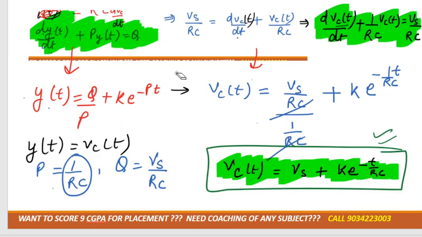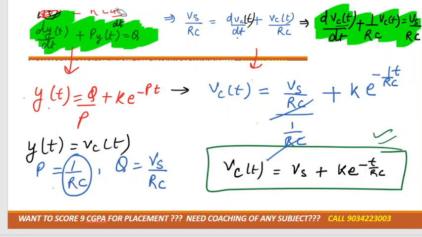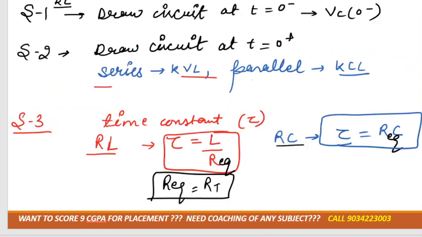Got it. This formula now, V of t is equal to plus k into e raised power minus t by tau. We'll compare it, then we get tau is equal to R into C, right? Everything, we just need the formula. Okay? And I think only numericals will come now.